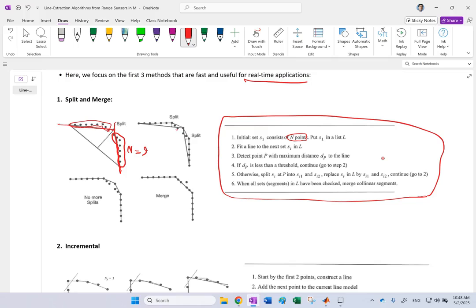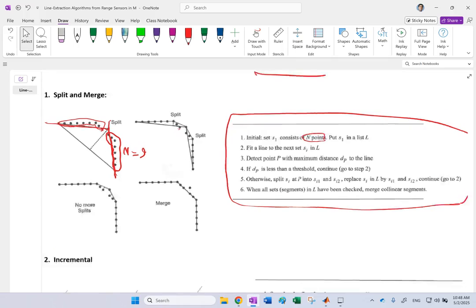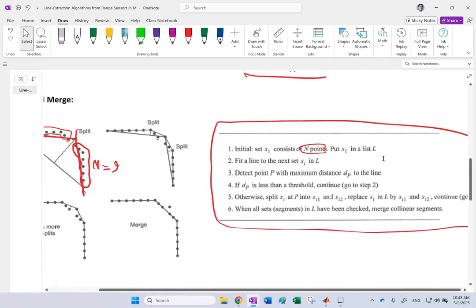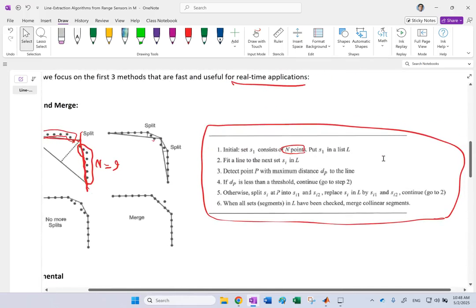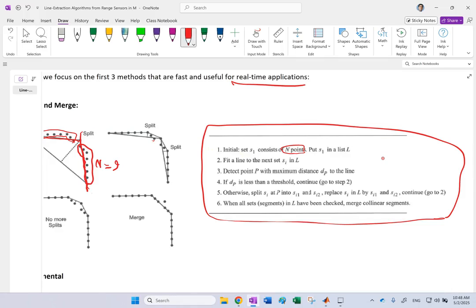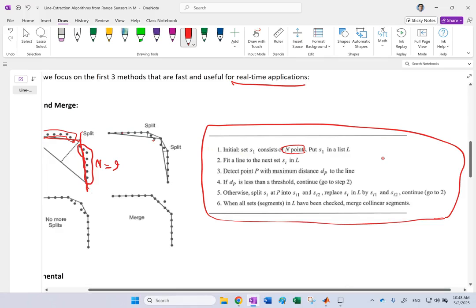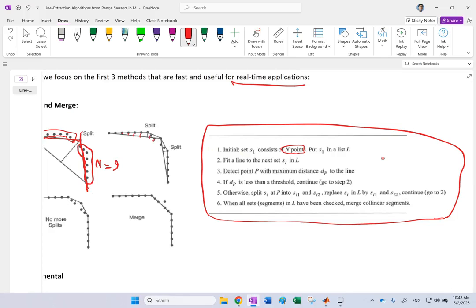points and see between these 9 points, which one of them has the maximum distance, or find their vertical distance from these lines, because the line will not go through all of these points, right? Each one of these points, if you look, has some vertical offset from the line. Okay? And here you pick a threshold, dp. Those points for which the distance between the point and the line is bigger than dp, you might detect as a corner point or as a breakpoint.